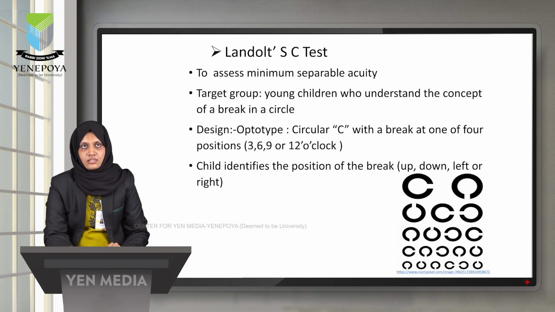First one is Landolt's C test. It assesses minimum separable acuity in young children who understand the concept of a broken circle. A circle C with a break at one of four positions, that is 3, 6, 9 or 12 o'clock, and the child identifies the position of the break: up, down, left or right.